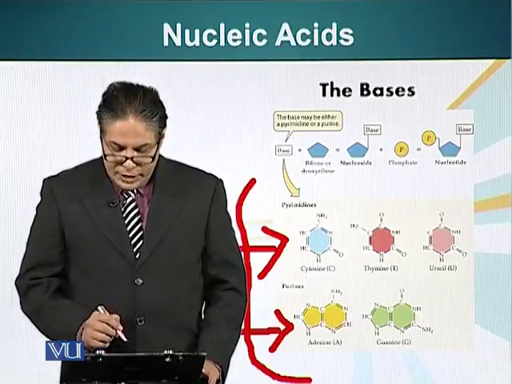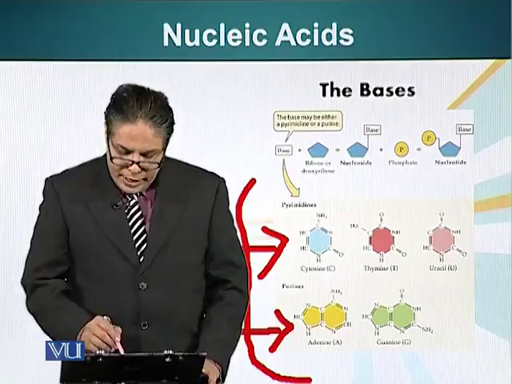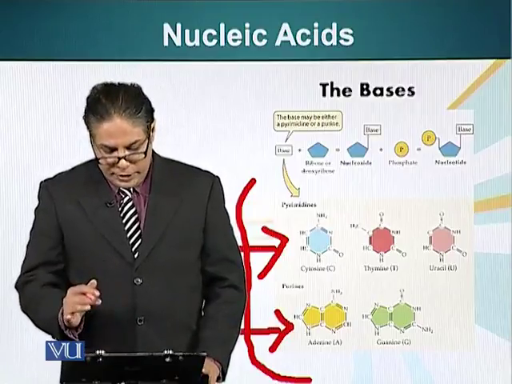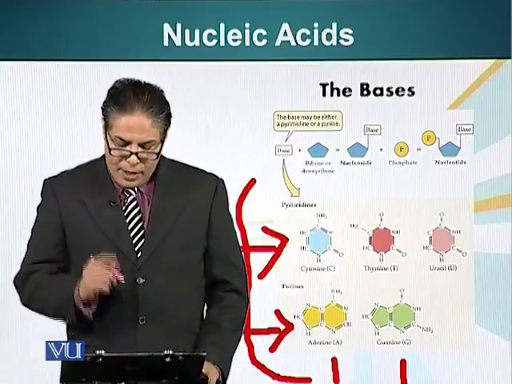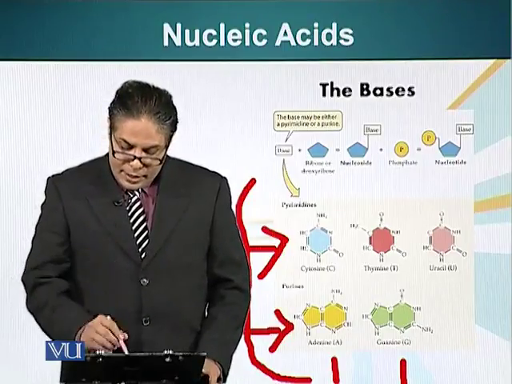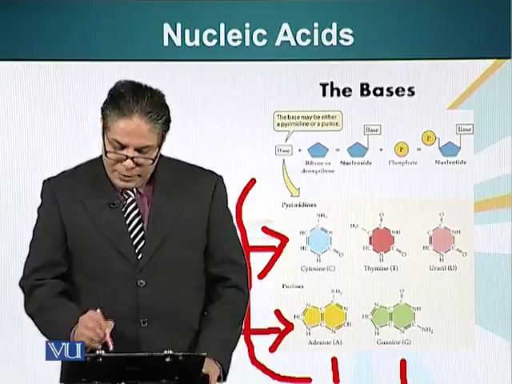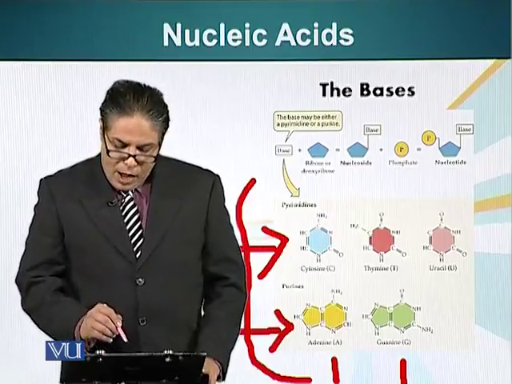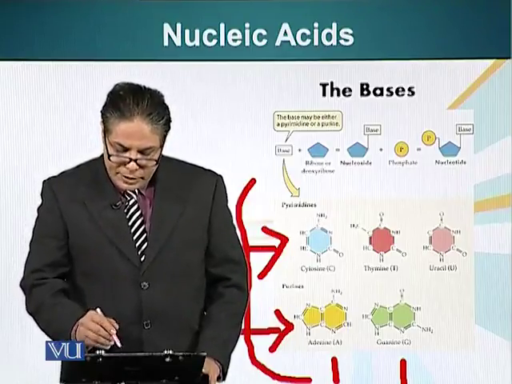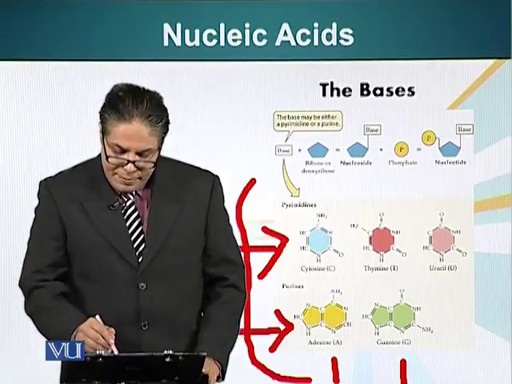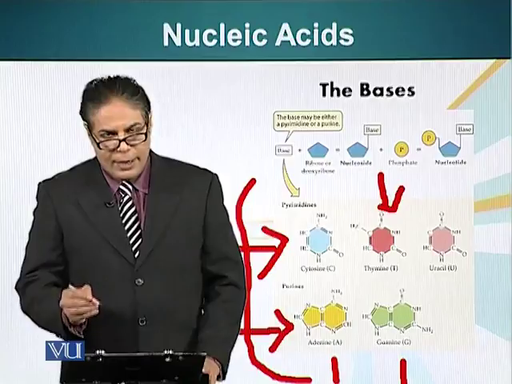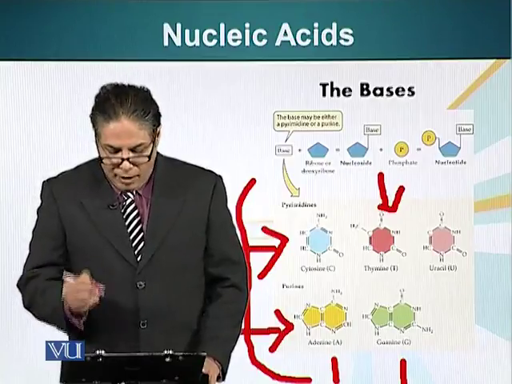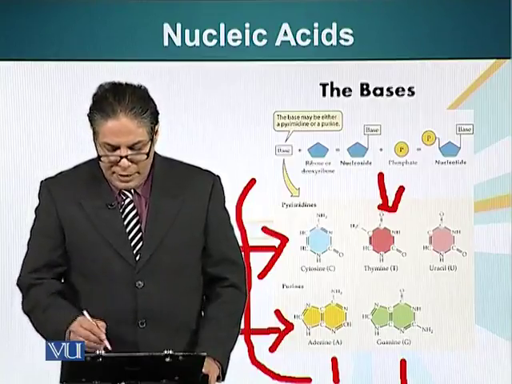Here I would like to mention that both these purines, adenine and guanine, are present in DNA and RNA. However, among the pyrimidines, thymine is not present in RNA, whereas it is present in DNA. In RNA, in place of thymine, we have uracil.